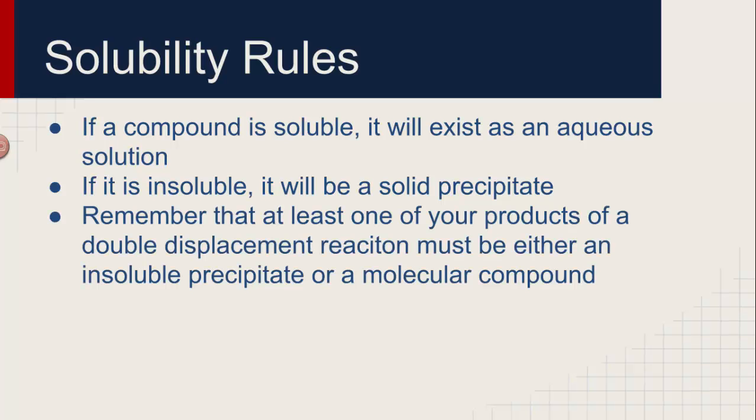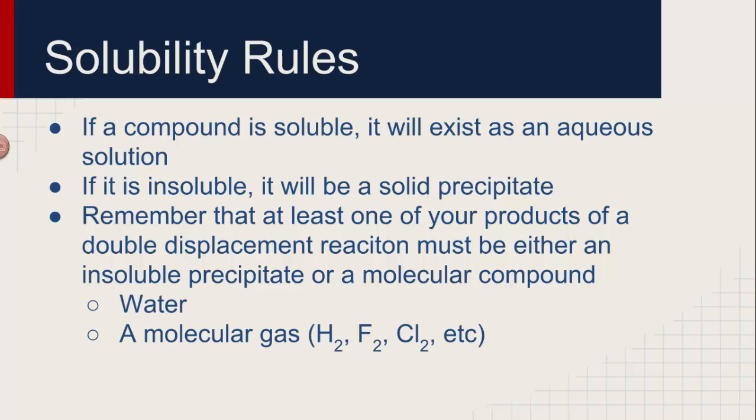Remember, in a double displacement reaction, at least one of your products has to be an insoluble precipitate, or a molecular compound like water, or a molecular gas like hydrogen or fluorine or chlorine or oxygen, any molecular compound that's not going to be aqueous. It's going to be solid, liquid or gas. Okay? So in order for those reactions to be considered true reactions, one of my products has to meet these conditions. All right, how do we tell if something is soluble or insoluble?